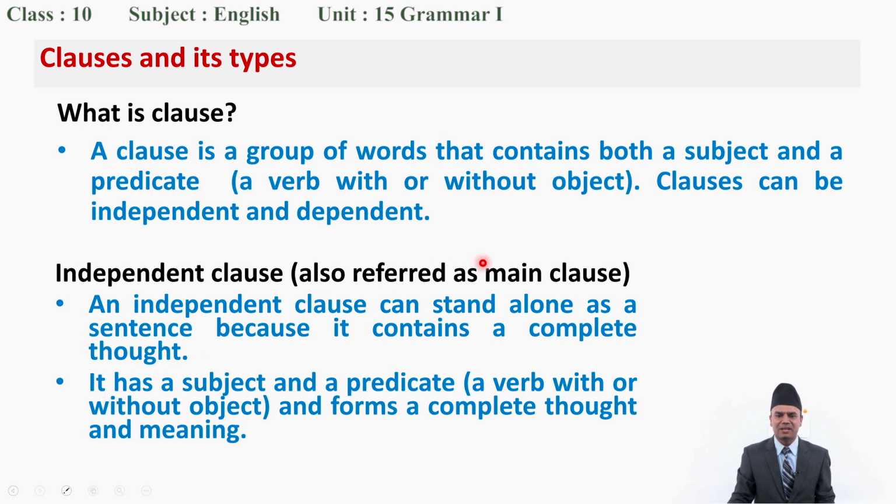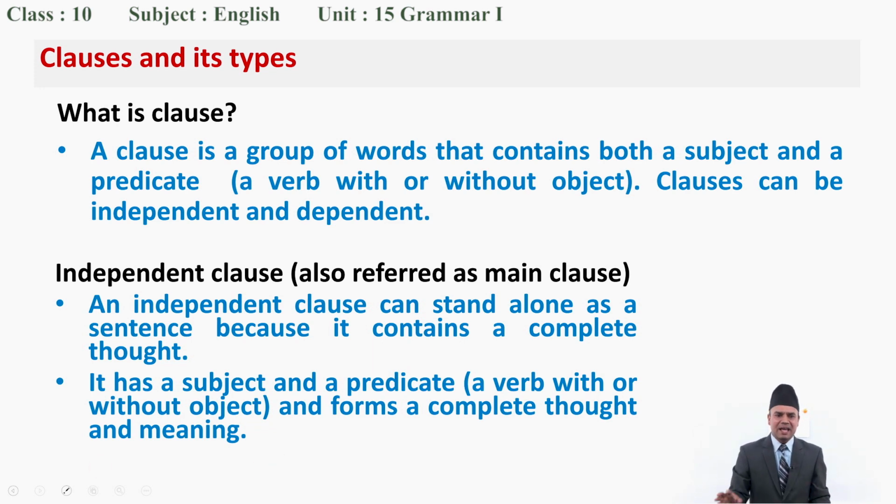That is called main clause. Okay? It is also called the principal clause. It has a subject and a predicate. Again, predicate. Understand? Predicate means a verb with or without object. It means it has a subject, a verb, and an object. Okay? And forms a complete thought and meaning.